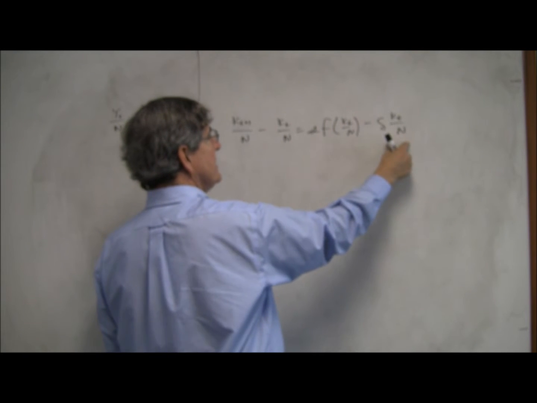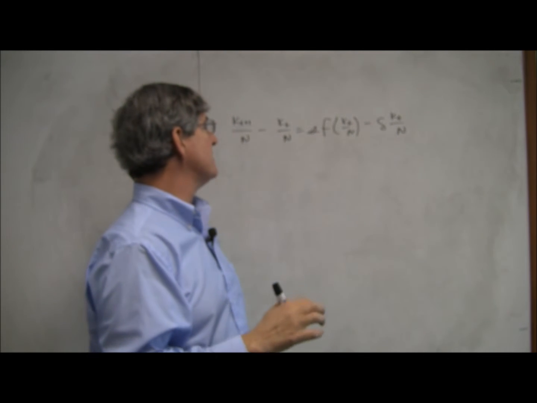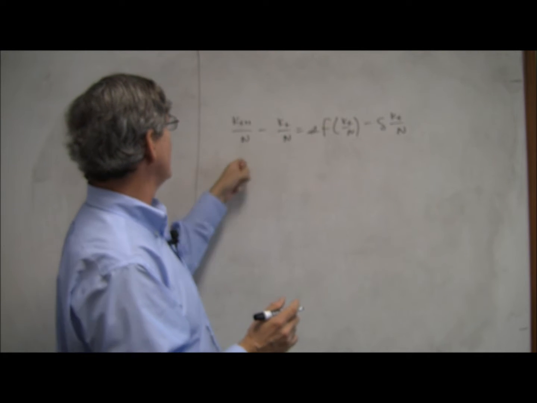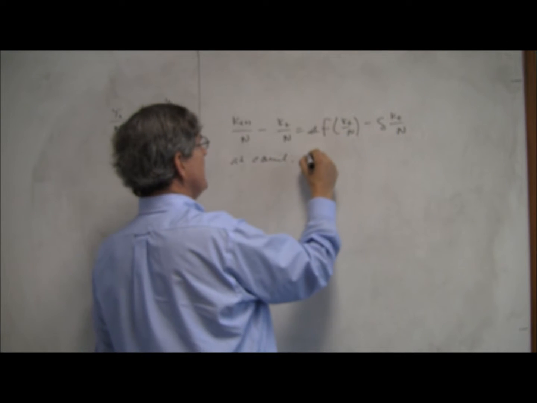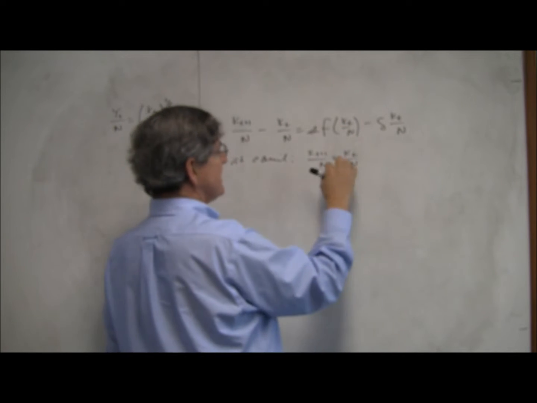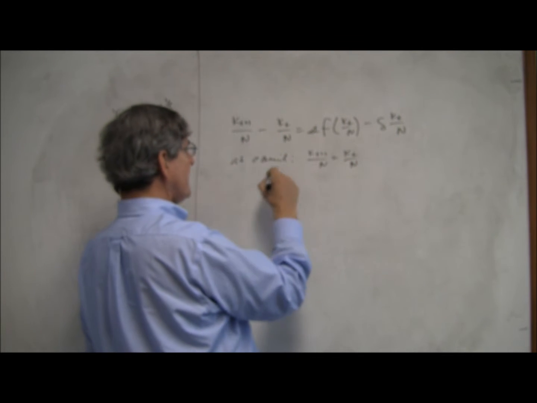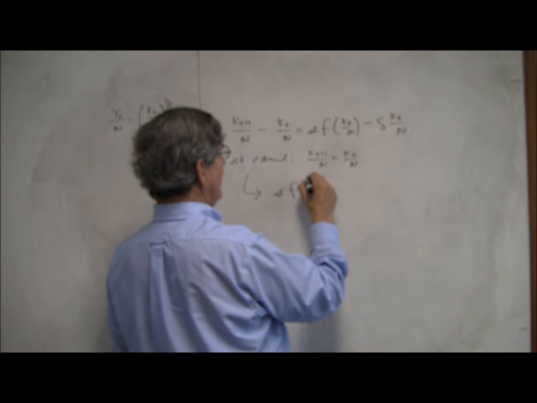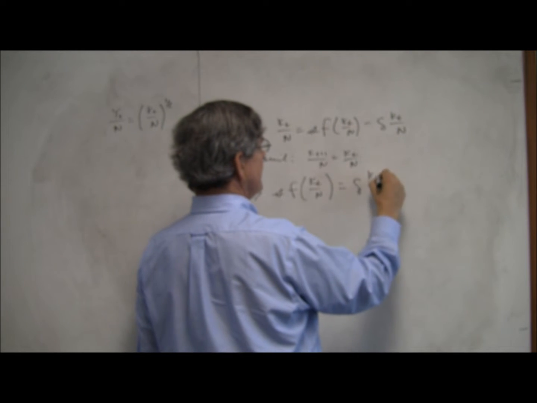This is investment, this is depreciation, the change in the capital, the difference between investment, the new stuff, minus what disappears due to depreciation. So this is the change in the capital stock from t to t plus 1. And we said at equilibrium, it must be that kt plus 1 over n equals kt over n. That's a stationary state. Those have to be the same. Kt plus 1 has to equal kt. So this is 0. So at equilibrium, what we know is that s f of kt over n has to be equal to delta kt over n.